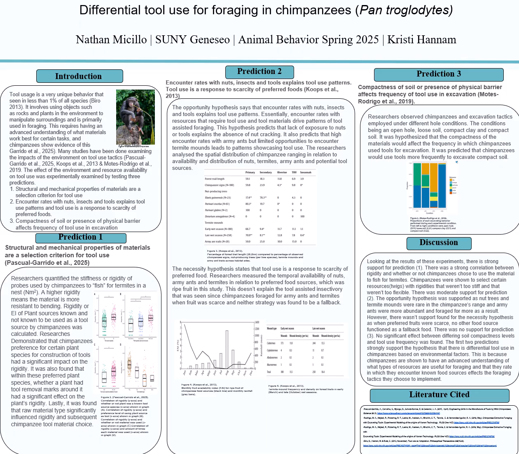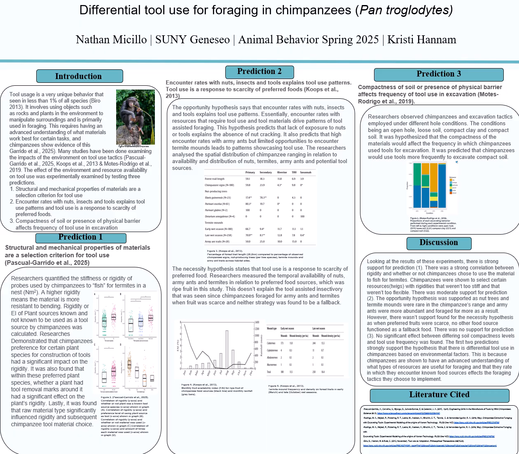So researchers basically quantified the stiffness, or as they called it rigidity, of the probes used by chimpanzees to fish for termites in a mound. Basically, the probe needs to be rigid enough to follow the shape of the termite hole, but not too flexible or loose, otherwise it won't really work well. It won't really follow the shape of the termite hole too well.